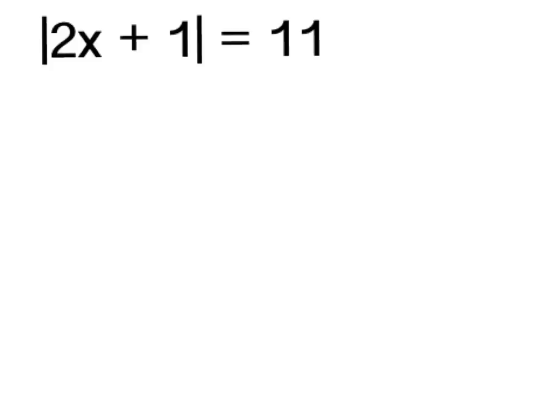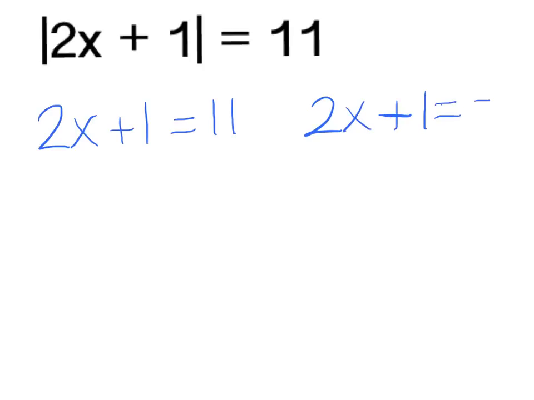Here is our first example. Take a moment to pause the instructional video and jot down the absolute value of 2x plus 1 is equal to 11. I just want to point out that this is an absolute value symbol, as is that. What I need to do here is set 2x plus 1 equal to 11 and negative 11, so I will have two solutions. So 2x plus 1 equals 11, and 2x plus 1 equals negative 11. Go ahead and pause the instructional video as you solve both equations.